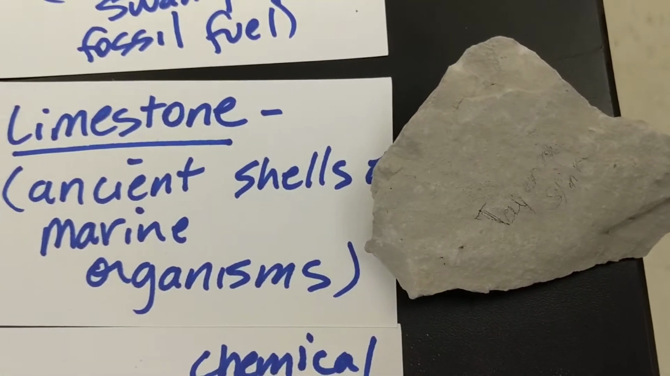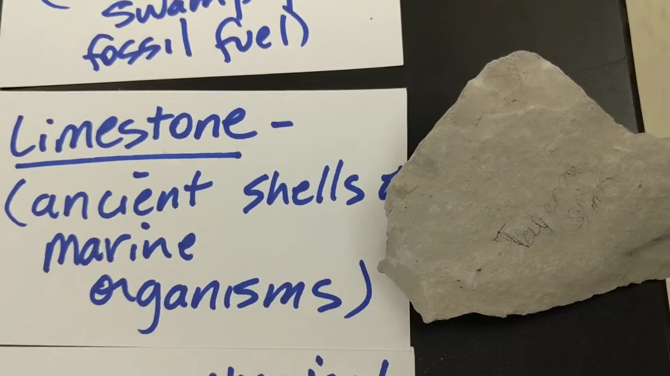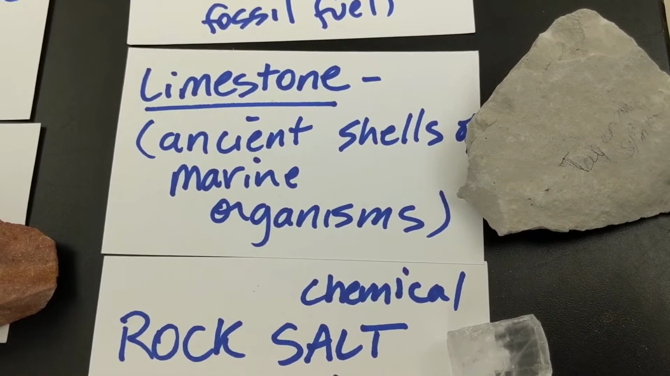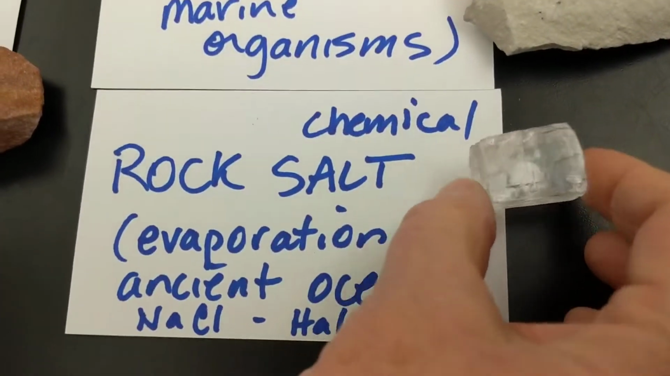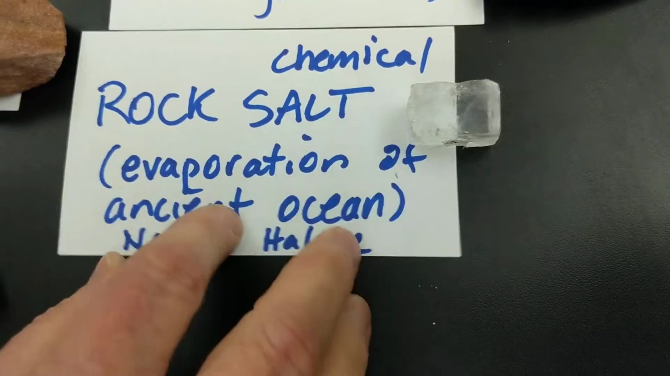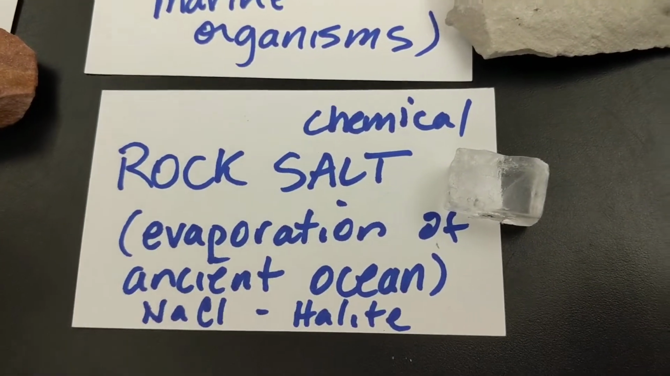We have limestone. Limestone is made of ancient shells of marine organisms. We use this a lot in construction. And chemical, non-clastic rock salt. This comes from the evaporation of ancient oceans, and it is made of halite.